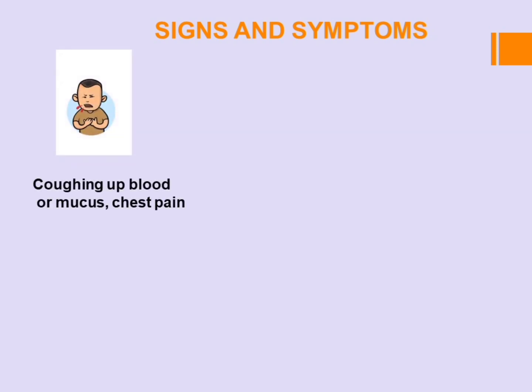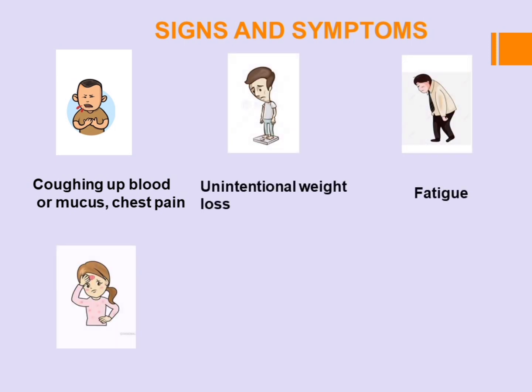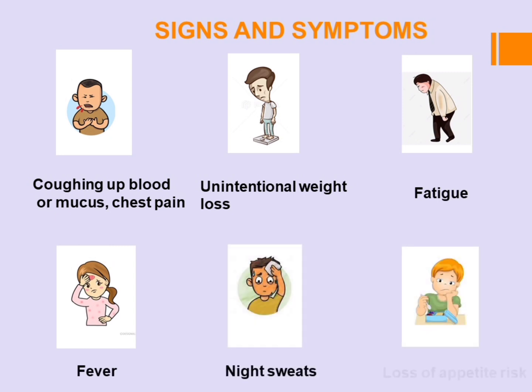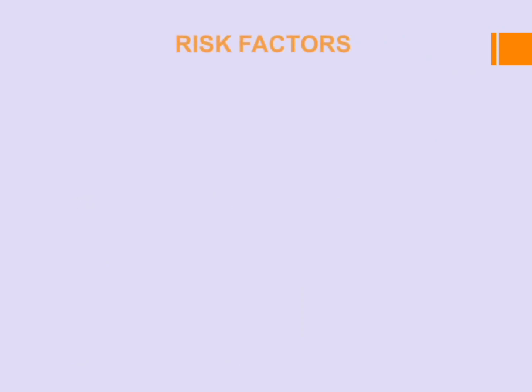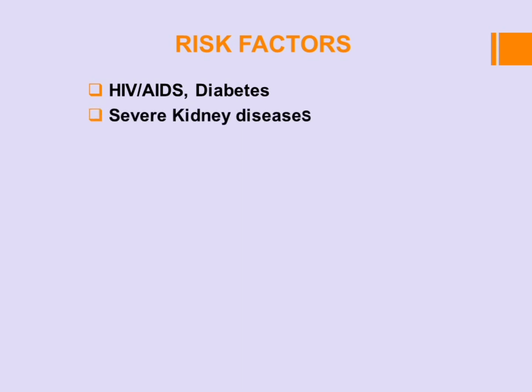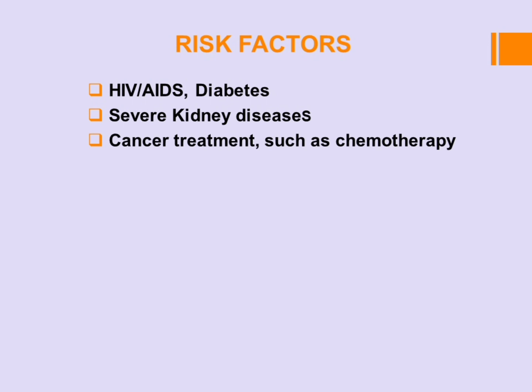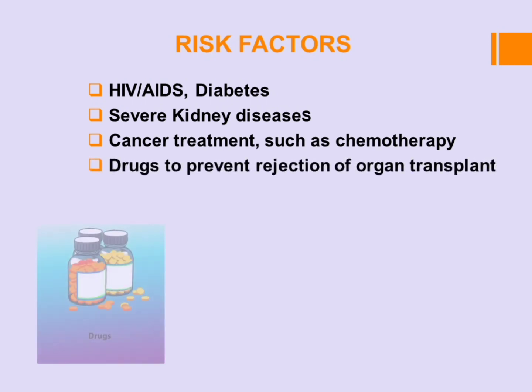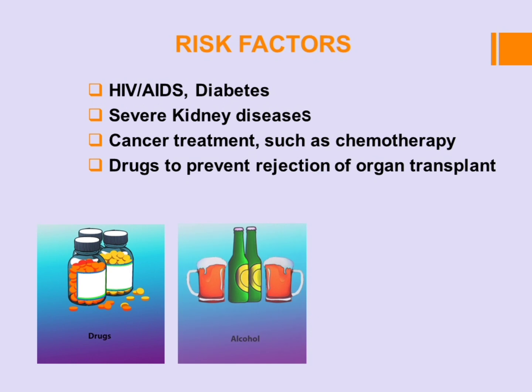Signs and symptoms of active tuberculosis are coughing up blood, chest pain, unintentional weight loss, fatigue, fever, night sweats, and loss of appetite. Risk factors of tuberculosis include HIV, diabetes, severe kidney disease, cancer treatment such as chemotherapy, drugs to prevent rejection of organ transplant, and also IV drugs or excessive alcohol use weakens the immune system and makes the person more vulnerable to tuberculosis.